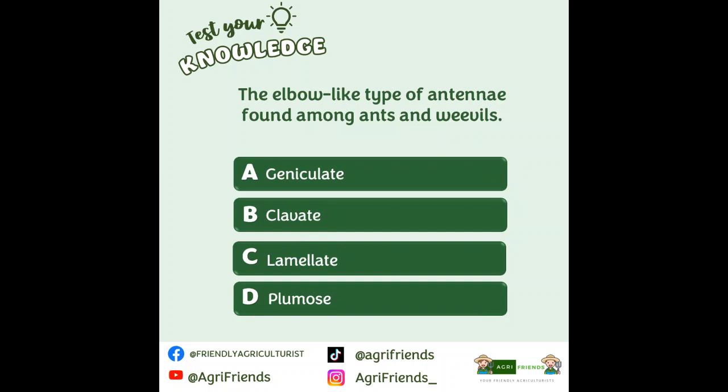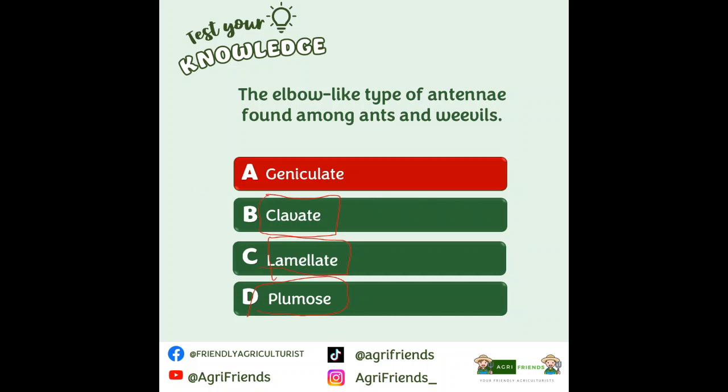Next, the elbow-like type of antennae found among ants and weevils. A. Geniculate. B. Clavate. C. Lamellate. D. Plumose. The answer is geniculate. So plumose is the hairy antenna. It is found in male mosquitoes. So lamellates in scarabid beetles, clavate in butterfly.